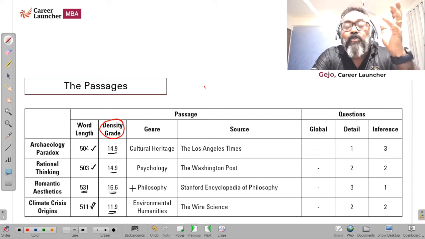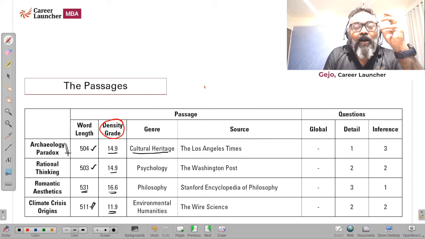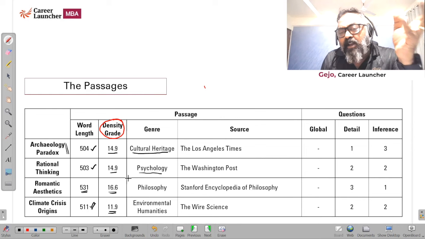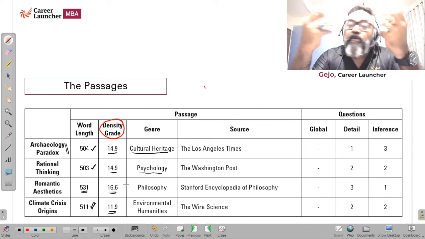What are the kinds of topics? One was on cultural heritage. That's the genre. It was the archaeology paradox. They basically use the same topic as the article. Another was on psychology, about rational thinking, especially Steven Pinker's perspective, the book that he has written. The author does a review of the book, talks about certain positives and also certain limitations of that book.